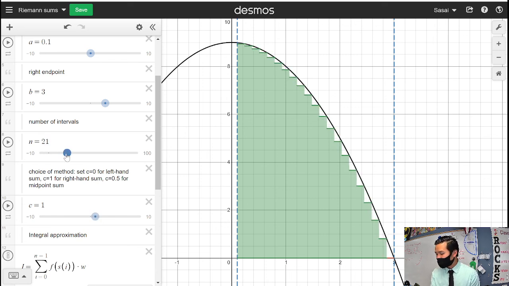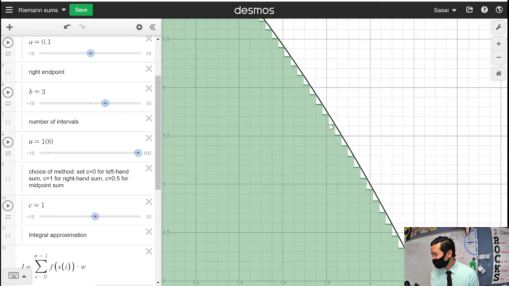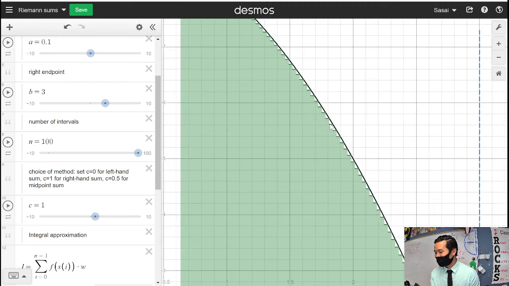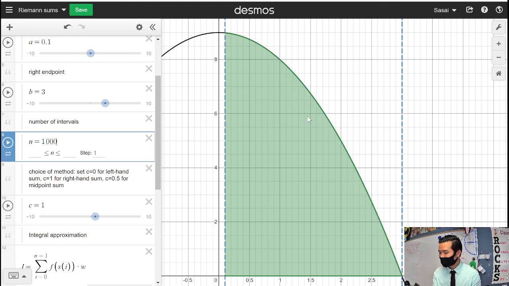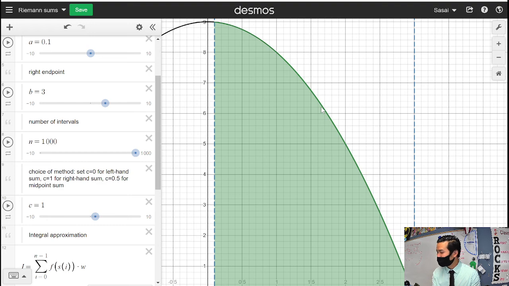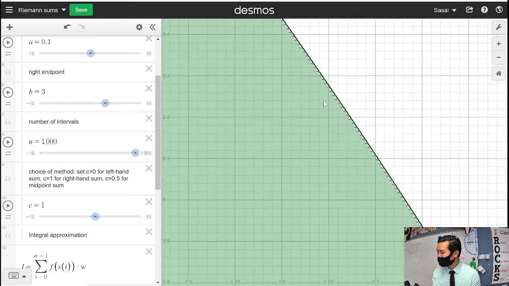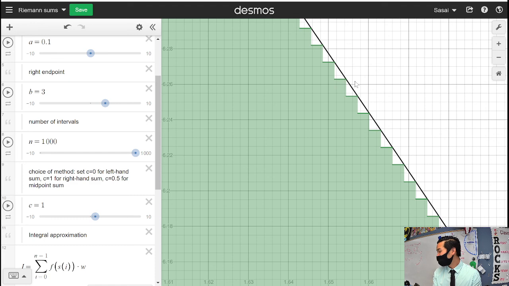So we stopped at 20 earlier, which looked like this. Watch what happens. At that point, there's no empty space. Well, technically. That's so neat. Now check this out. What if I didn't go to 100? What if I go to 1,000? Whoa. It looks filled, huh? No, zoom in. There's a little bit, but that's very, very tiny. What if I go to 10,000?